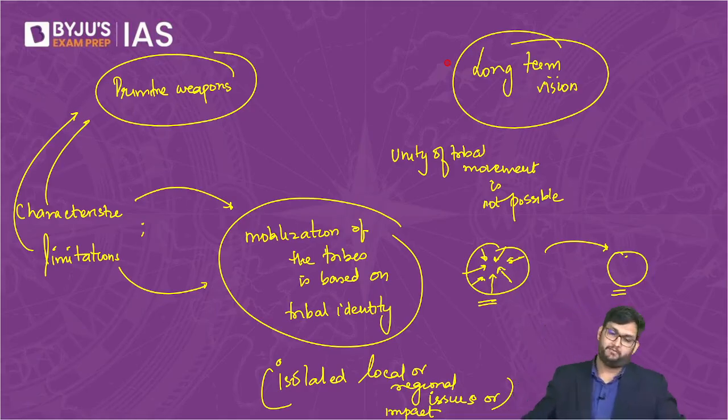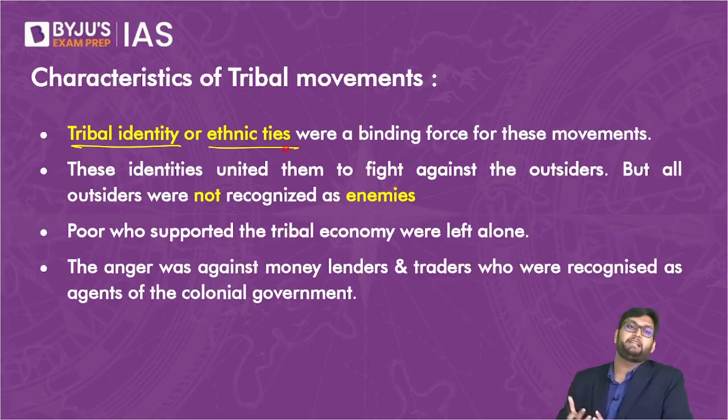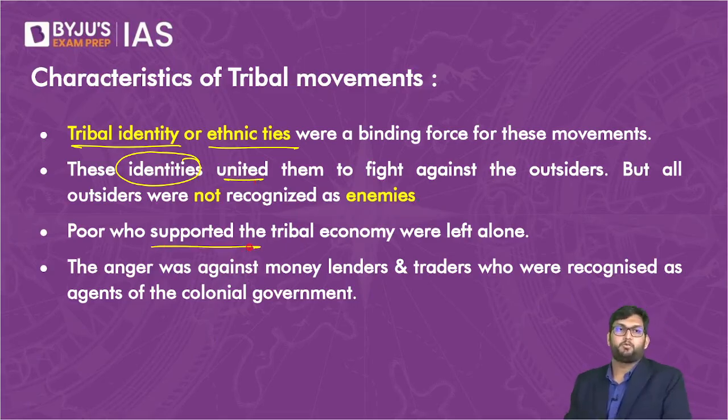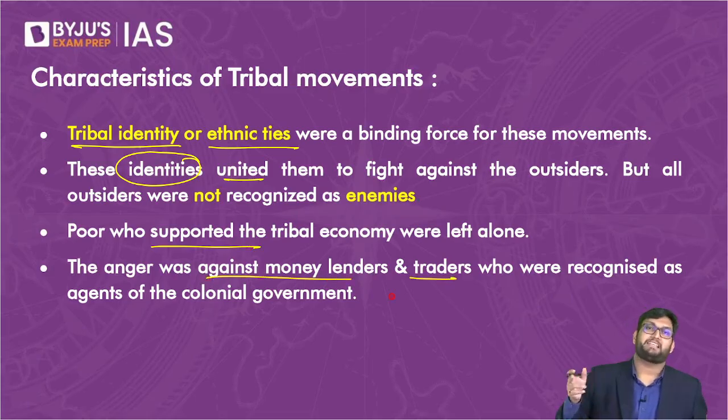So in a way, when we talk about the characteristics, tribal identity and ethnic ties were used as a binding force in the movement. I've given it to you in this way because you can just write it in the examination and your mains answer is done. Then the identities united them fighting against the outsider, but not all outsiders were enemy. That is also true. The poor who supported the tribal economy were left more or less alone. The anger was against moneylenders and traders who were recognized as agents of the colonial rule.